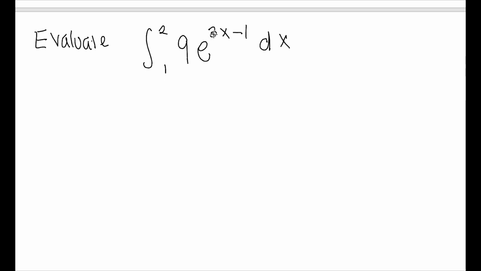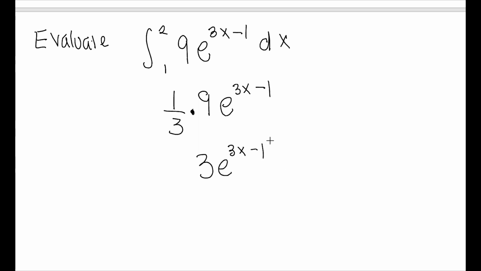So my exponent is a 3, I have to divide by 3. But this time we have a coefficient in front. Okay, so 1/3 of 9, I get 3e to the 3x minus 1. Now we don't add c when it's a definite integral. We have it between 1 and 2.